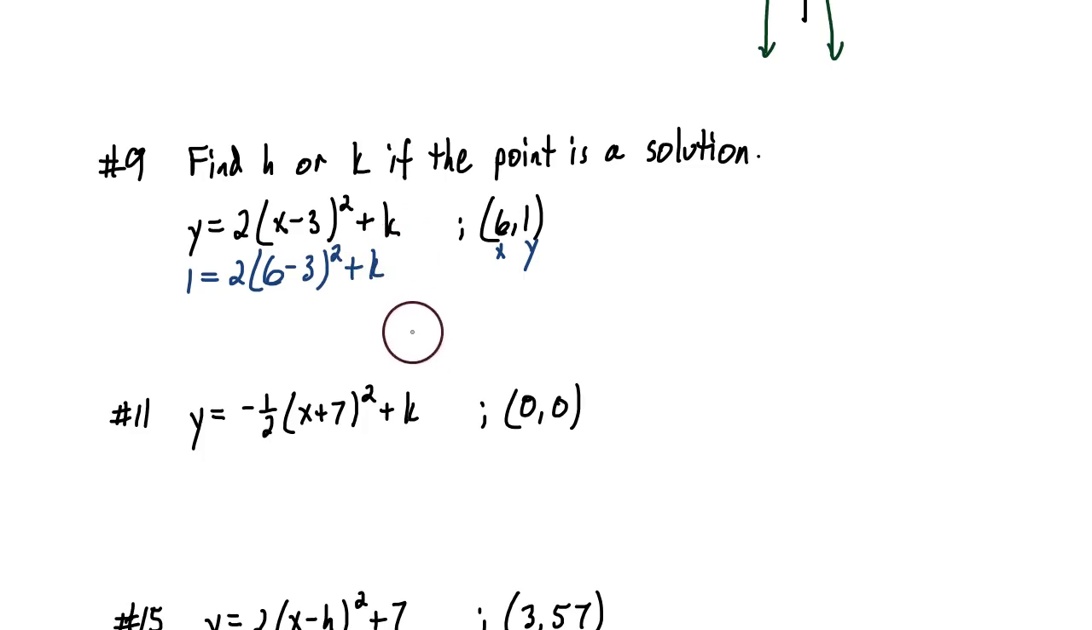Notice that the only variable remaining is the letter k, so let's solve this for k. 6 minus 3 is 3. 3 squared is 9, and 2 times 9 is 18. Now we can subtract 18 from both sides, and we get k equals negative 17.